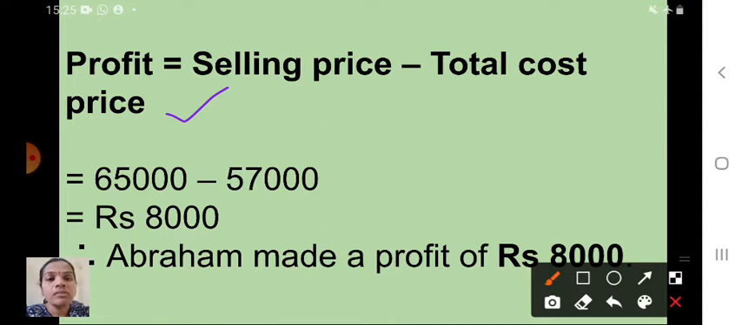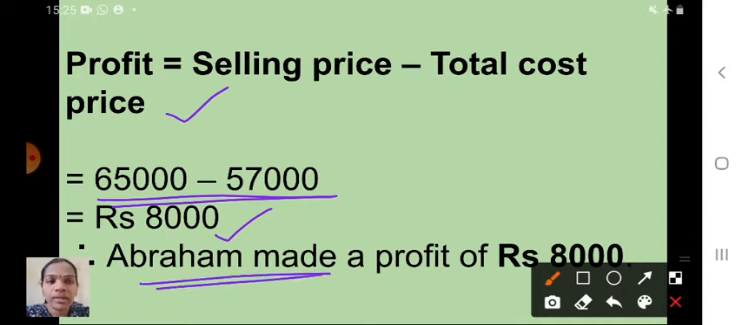Okay, so 65,000 minus 57,000. Your answer is what? 8,000. So your final answer is this one. Abraham made a profit of rupees 8,000. So children, here only multiplication and addition or subtraction you have to do. But you have to read the question 2-3 times and do it in a proper way. Understood, children? Shall we go to the next sum?